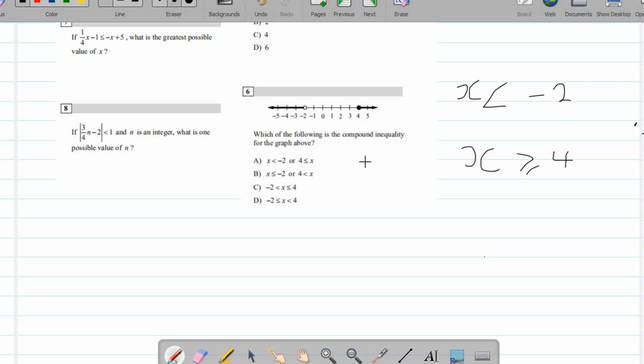So see, now look at this. 4 is less than, if you flip it, 4 is less than or equal to x. Okay, and x is less than minus 2. So A is the answer.